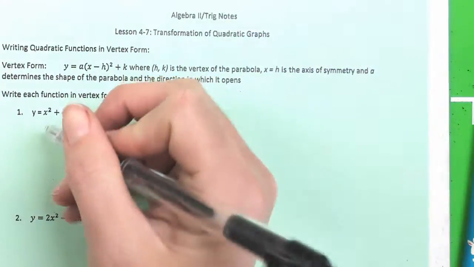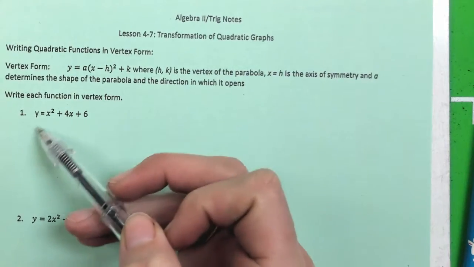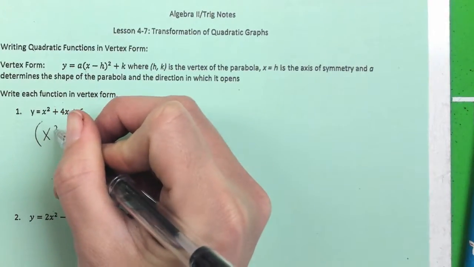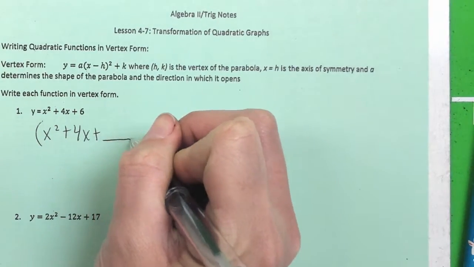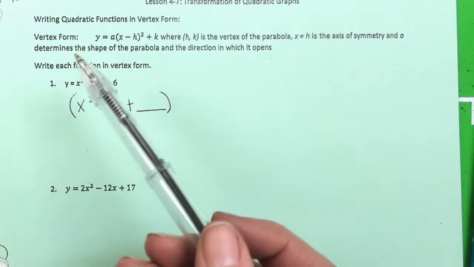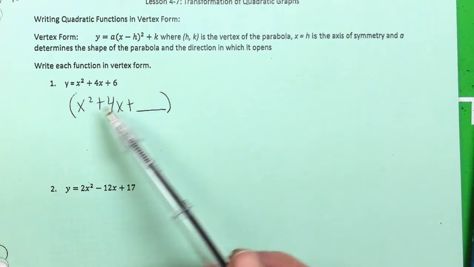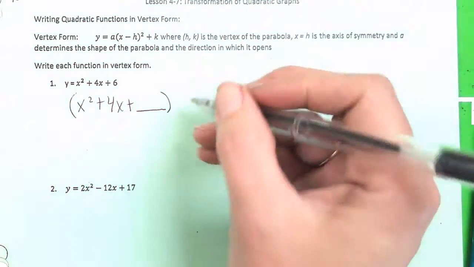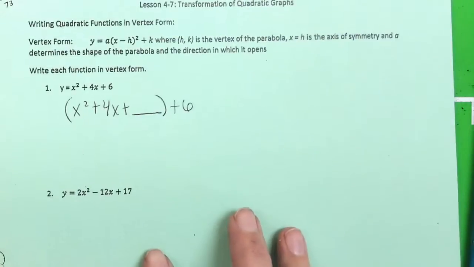So I want you to go ahead, put A on the outside. Our A is 1, so we don't really have to put it. X squared plus 4x on the inside. I want you to put a plus blank. And the 6, with completing the square, usually we'd have to move the 6 on the other side of the equal sign, so we'd have to subtract it. But since we're leaving it on the same side, we can just put plus 6. We don't have to change the sign, again, because we're not moving it to the other side of the equal sign.